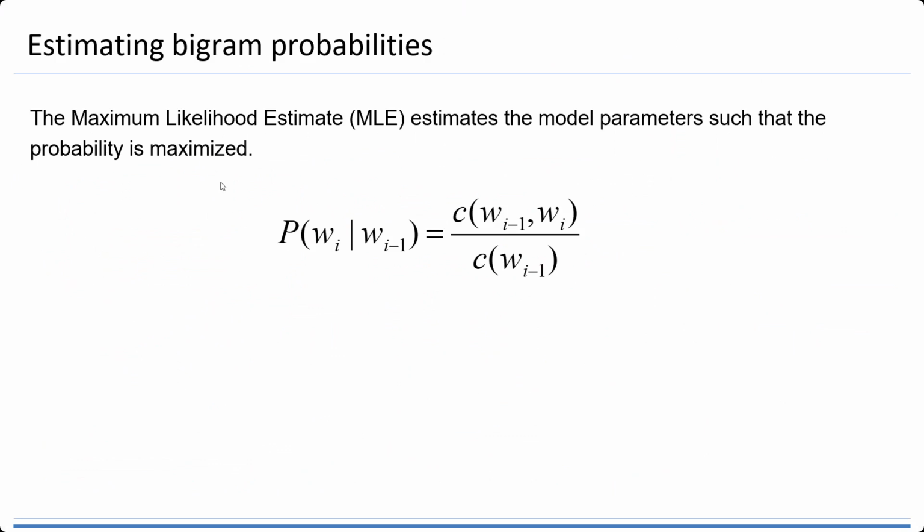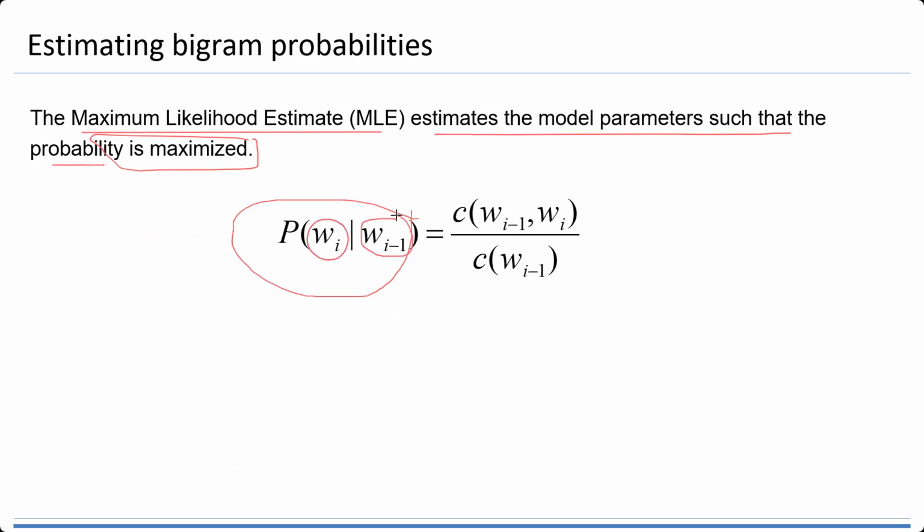So we use the bigram also to estimate or to predict the sentence. We will use the maximum likelihood estimate, or MLE. It is to estimate the model parameters such that the probability is maximized. So we want to check the probability. We know that the bigram means I have a word w_i and a word w_i minus 1. So what is the probability of the word w_i given the word before? We calculate it as the count divided by the count of the word before.